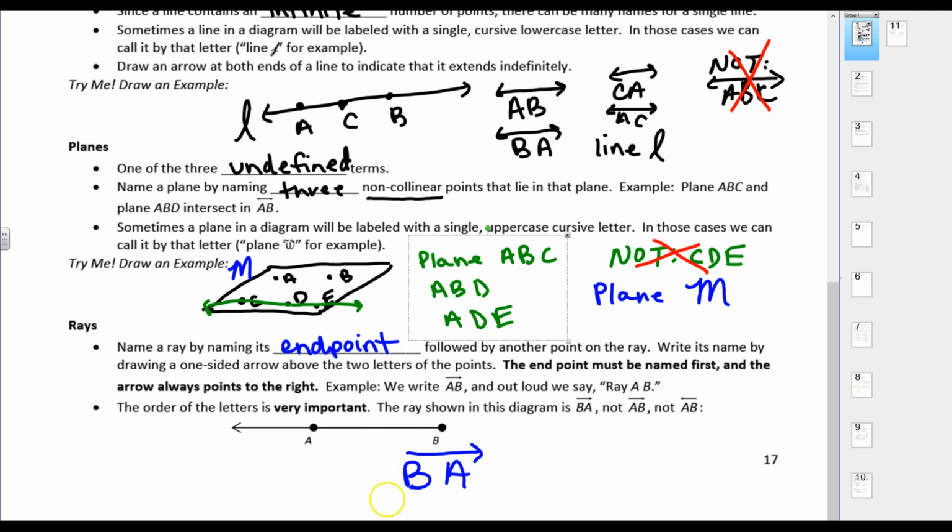So this is a great way to name it, but I cannot name it right here. I can't name it AB. I cannot name it AB with the arrow going backwards. This is the only way to name this ray. There are no other options here. I also can't name it B arrow. That doesn't tell me the direction the ray is going.